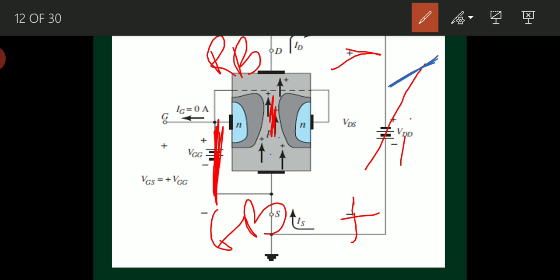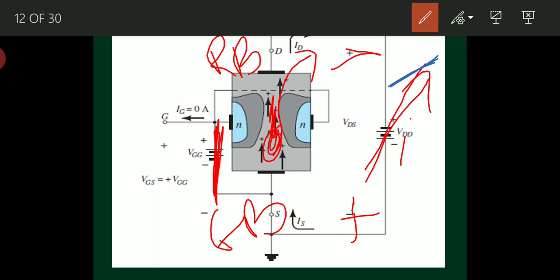So what will happen? All the charge carriers will accumulate here and a constant number of charge carriers will move from source to drain. This is called pinch off. This phenomenon is called pinch off. If I go on increasing the voltage source VDD now, what will happen?